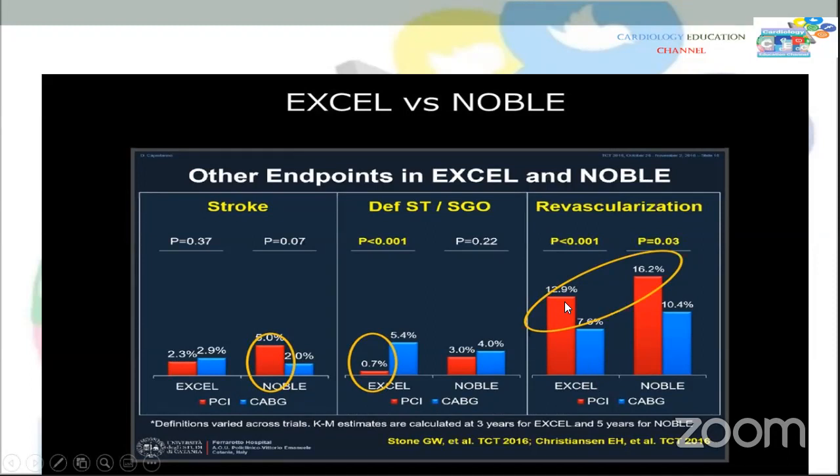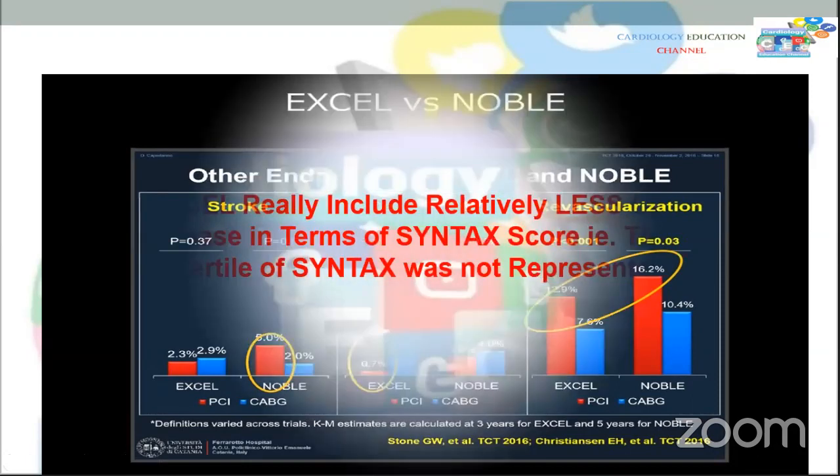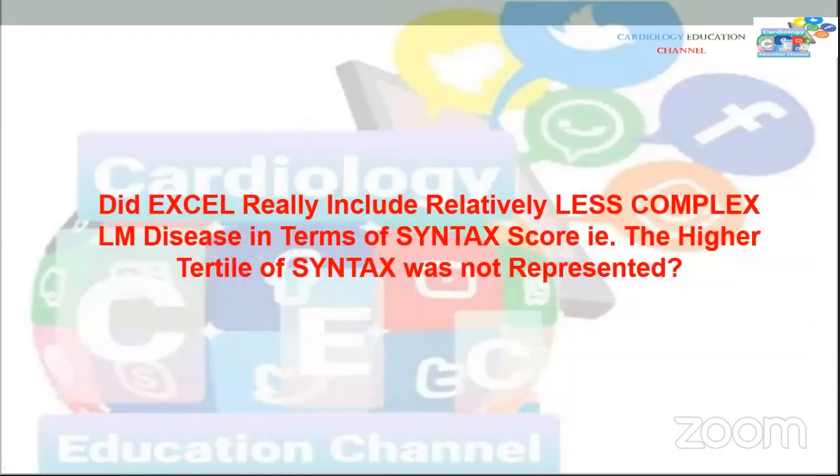In the EXCEL it was 13% in the PCI versus 7.6% in the CABG, while in the NOBLE it was 16.2% with the Biomatrix stent versus 10.4%. Regarding those two points, the definite stent thrombosis and the revascularization, maybe the stents performed differently.